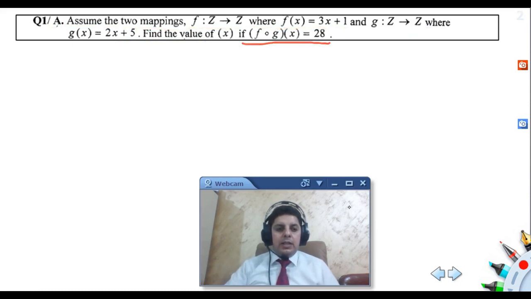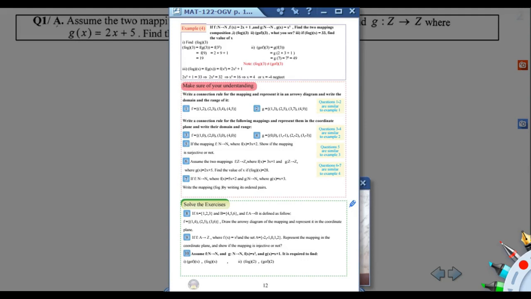Look at that, the question is from your book, from Make Sure of Your Understanding, page 12. That is question 6. Question 6 is a ministerial question in the first row.